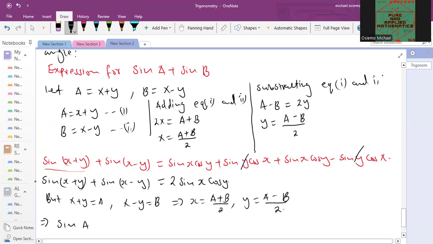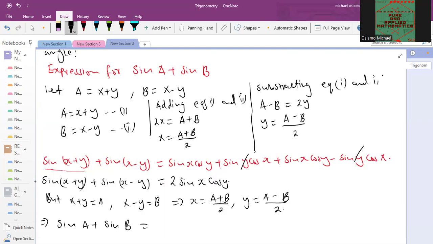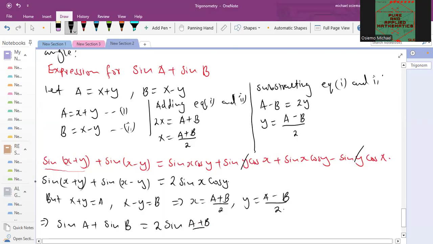So this implies that sin A plus sin B is equal to 2 sin of x, where x is A plus B over 2, then cos of y, where y is A minus B over 2.